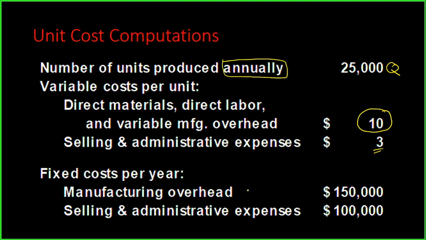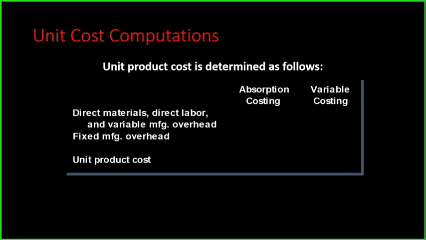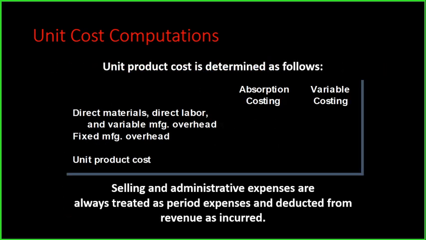We will be focusing on the treatment of the fixed manufacturing overhead because under variable costing, this will be treated as a period cost, while for absorption costing, this will be treated as a product cost. Okay, so what are the common questions here? Let's start with the first one. What will be the expected unit cost if we are using absorption costing?